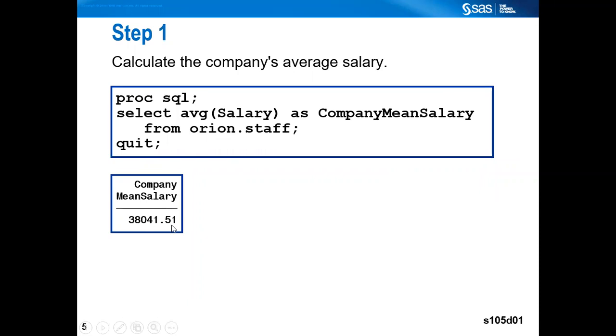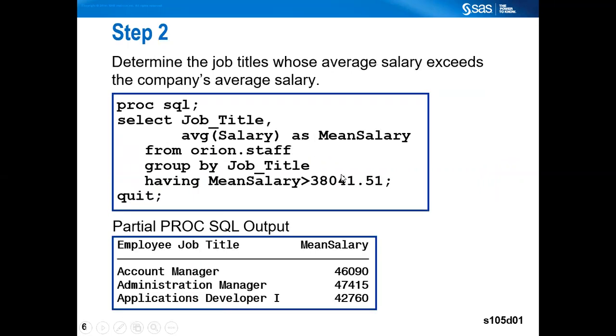Then you use this value to subset it in your main requirement: how many employees are earning more than the average of their average salaries, that is, more than your company's salary. So these are some of the people. See, it's telling it's a partial PROC SQL output. Fine, everyone.